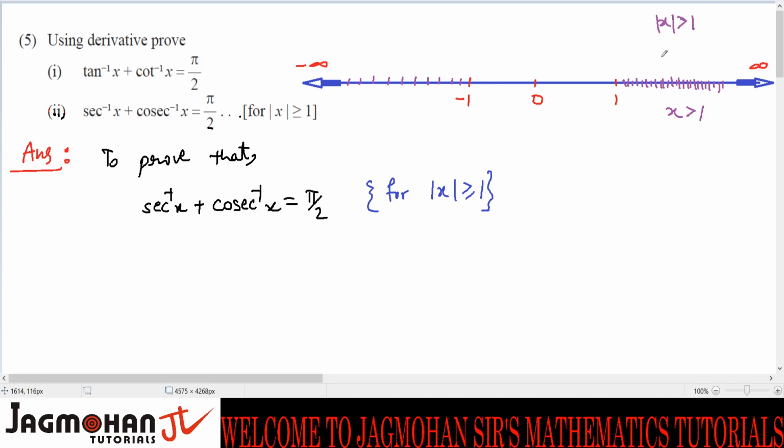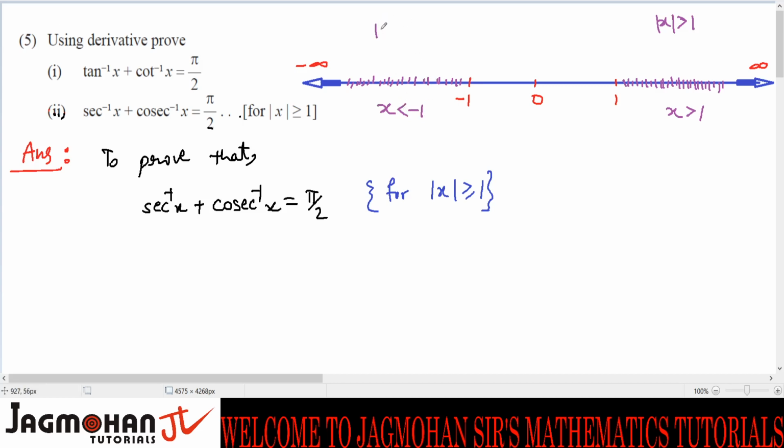What is the meaning of mod of a number? Mod of a number is the magnitude of that number. x is a variable. When x is greater than 1, mod of x is greater than 1. Now come to this side. When x is taking these numbers as its value, listen attentively and be very careful. If x is taking all these numbers, x is lesser than negative 1. See, negative 1.5, negative 2, negative 3, negative 4. When x takes all these values, x is lesser than negative 1.